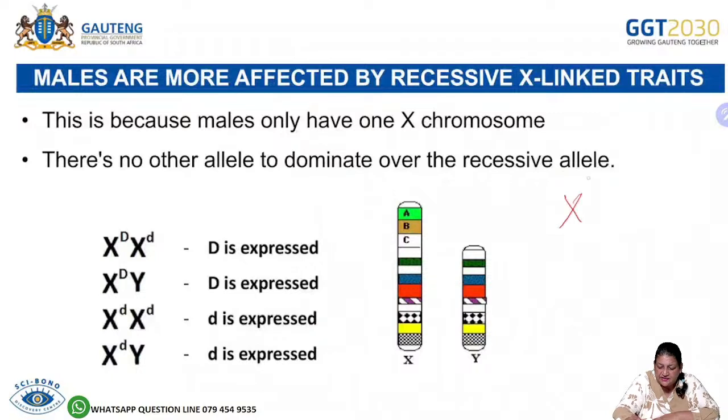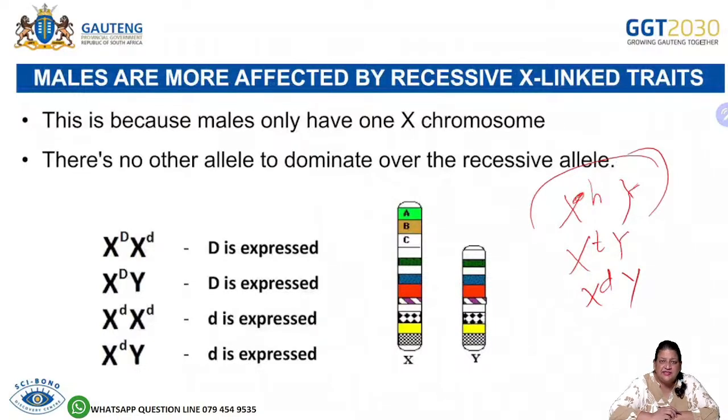So if a male is like this, he's carrying a recessive allele, which means he's going to have that disorder. Okay, it can also be like this. It can also be like this. It means that this person is carrying that disorder. Or if he's like this, and capital H may mean that the disorder is caused by a dominant allele. Then this X to the power H means this male has the disorder, but it's caused by a dominant allele. This means that this male has a disorder that is caused by a recessive allele.